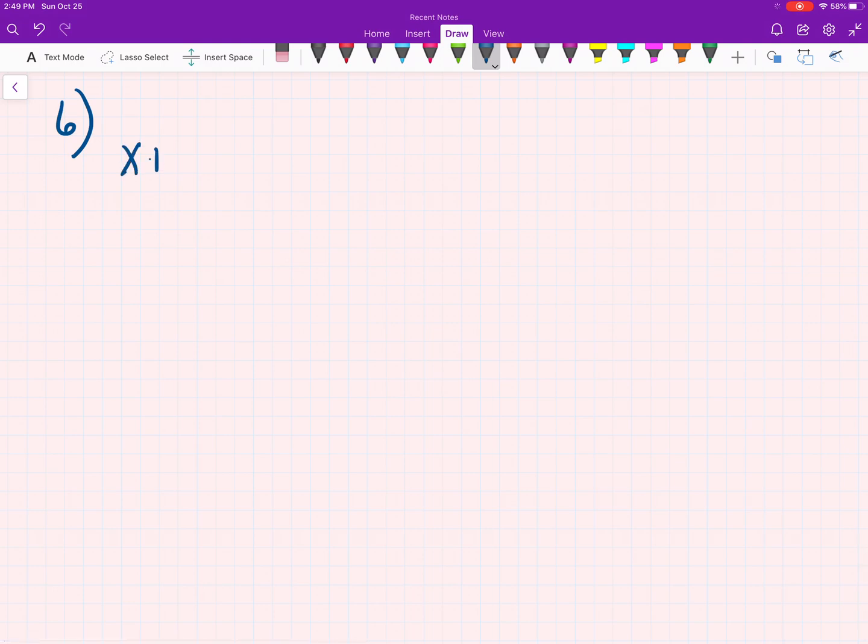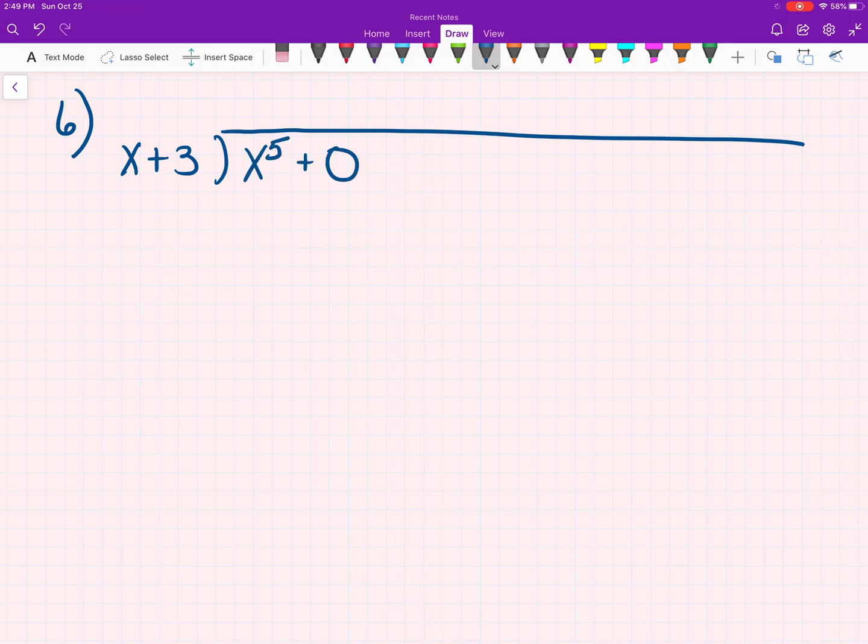We have x plus 3 divided into x to the 5th. Now there's no x to the 4th in the problem, so I have to write 0 x to the 4th there. Minus 7x to the 3rd. There's no x squared in the problem, so I have to put 0 x squared plus x plus 1.